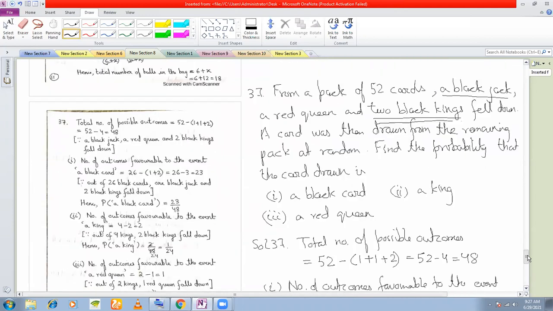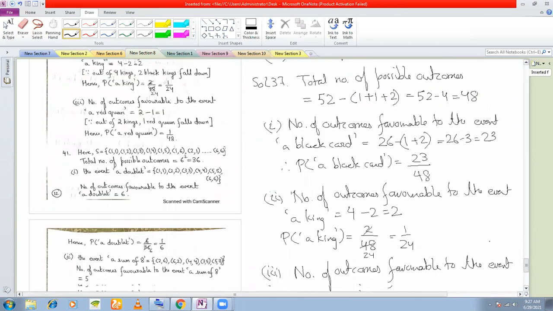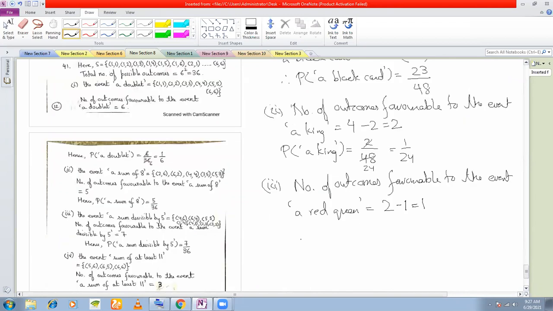And any red queen lost? Yes, 1 red queen is lost here. So only 1 red queen left. So 2 minus 1 is 1. Therefore, the probability of a red queen is 1 by 48. And that's your answer. Any question?